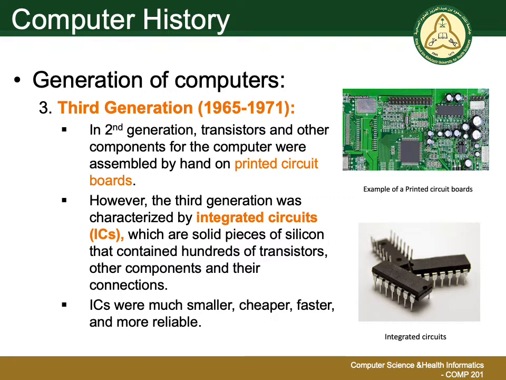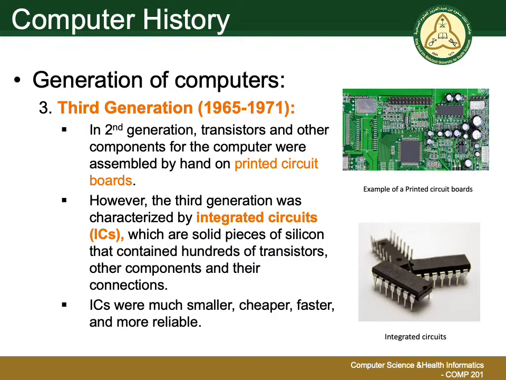However, the third generation was different, characterized by using something called integrated circuits. They always abbreviate it in the literature and in books as IC, with a small s, ICs. The feature of the third generation was the introduction of integrated circuits. So if someone asks you what distinguished the second generation from the third generation, it is the introduction of the integrated circuit in the third generation, which are solid pieces of silicon that contained hundreds of transistors and other components and their connections. The IC contained a large number of transistors compressed into the integrated circuit, and contained the other components and their connections, how they connect and talk to each other.